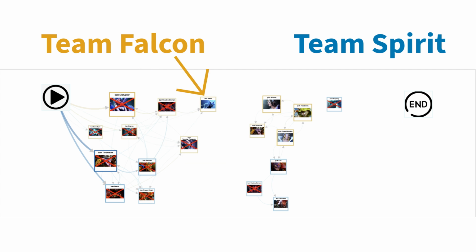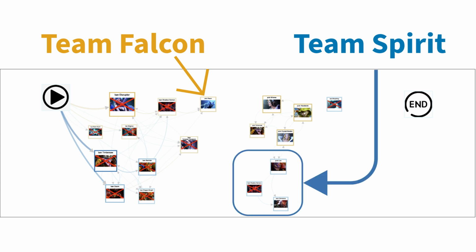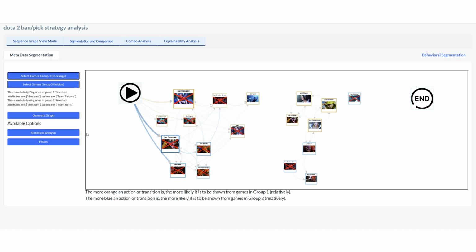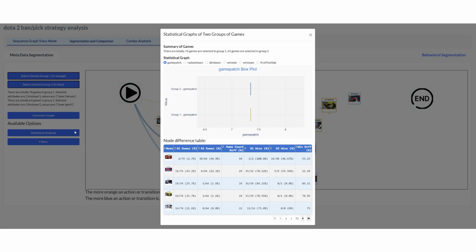Moreover, Falcon picks Razor in Phase 2 much more often. For support picks in Phase 4, Spirit favors Lion and Grimstroke, while Falcon favored Mirana, Crystal Maiden, and Hoodwink, and they also pick Timbersaw in this phase. Alongside the visualization, the statistical table confirms these patterns with exact counts and win rates.